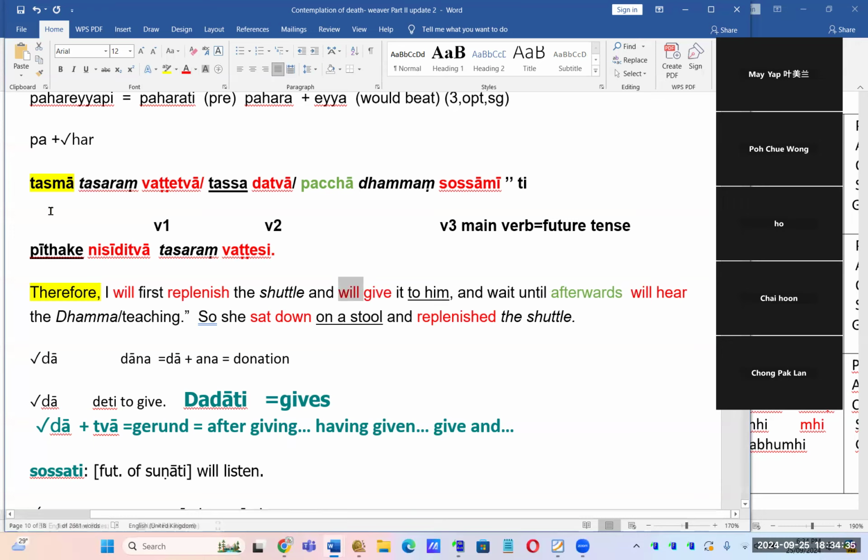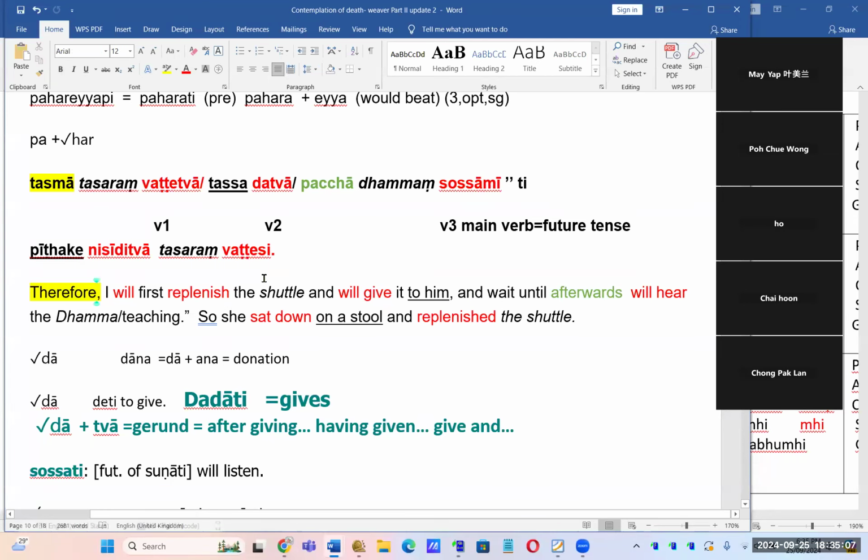So this sentence is simple. "Tasma," therefore. "Tasaram" replenish. "Watetua." "Tasara" is shuttle. Replenish is like turning around, so the direct translation will be "cause to turn" the shuttle. "Tassa," to him. "Datua," will give. "Pacha," afterwards or later. "Dhammam," teaching, Dhamma. "Sosami," so will hear. So I will hear the Dhamma.